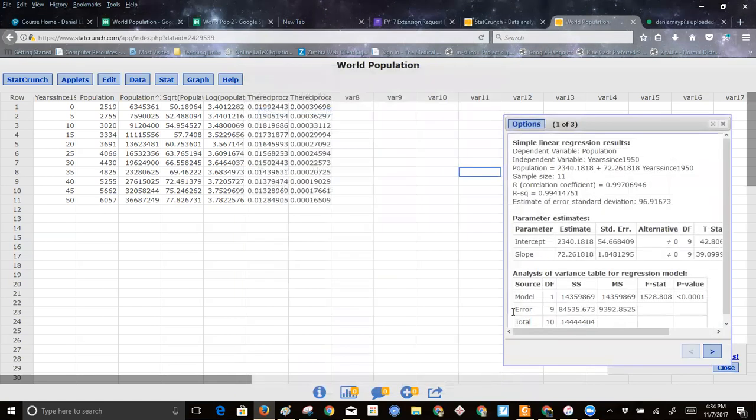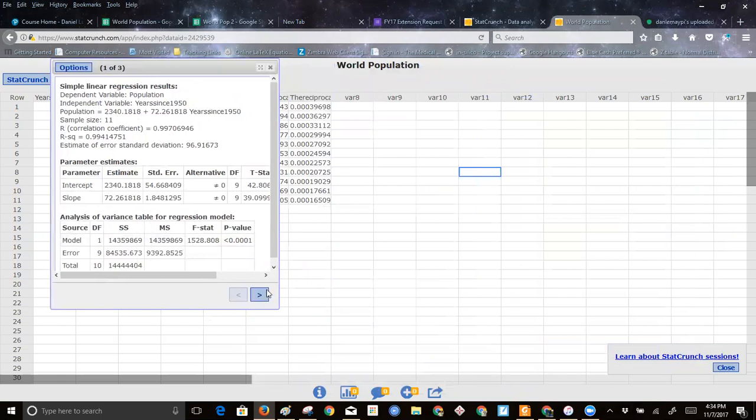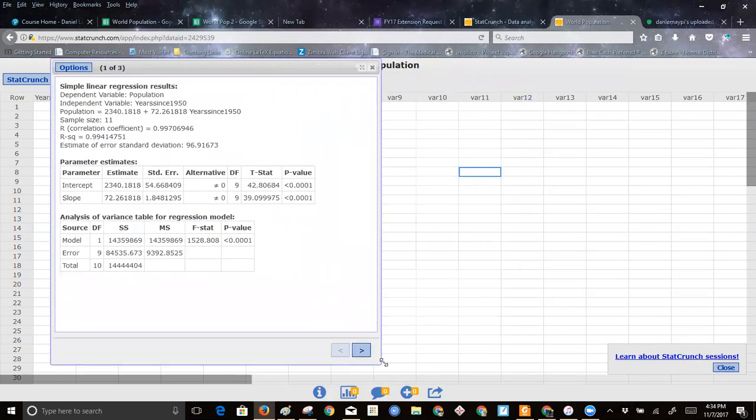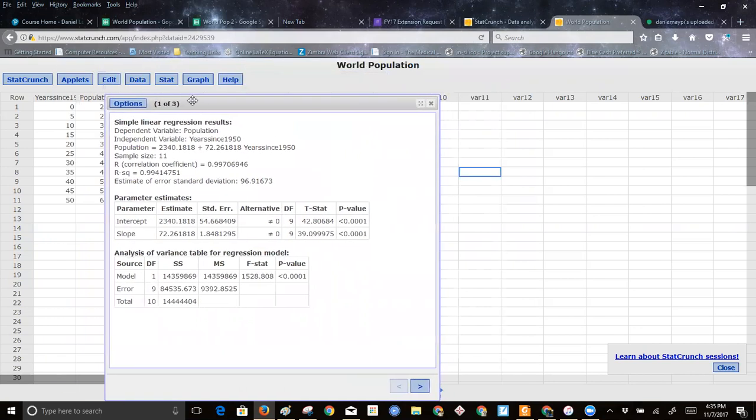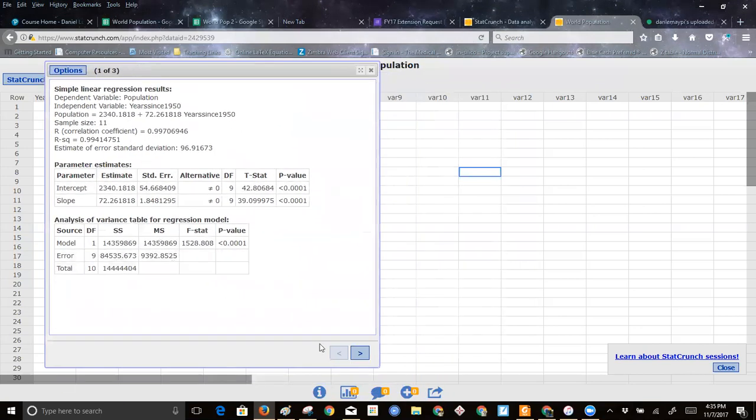So I'm going to compute this. And what am I looking at? I'm looking at, remember, here's the regression equation. Here's r squared expressed as a decimal. So if we want that as a percentage, we have to multiply that by 100. So 99% of the change in the world population can be explained by an increase in the number of years.